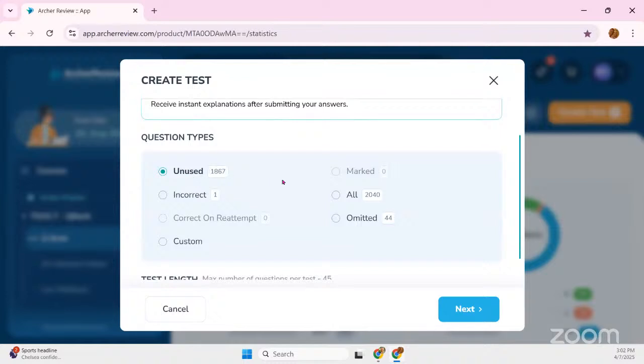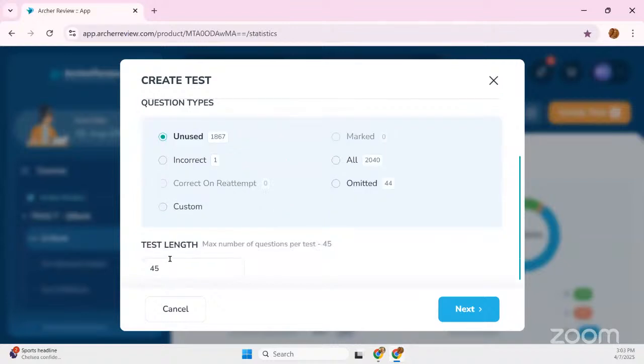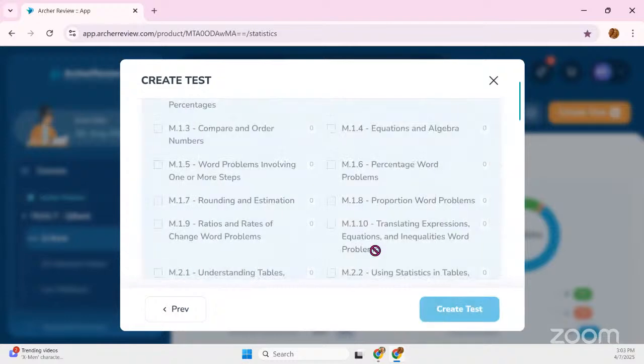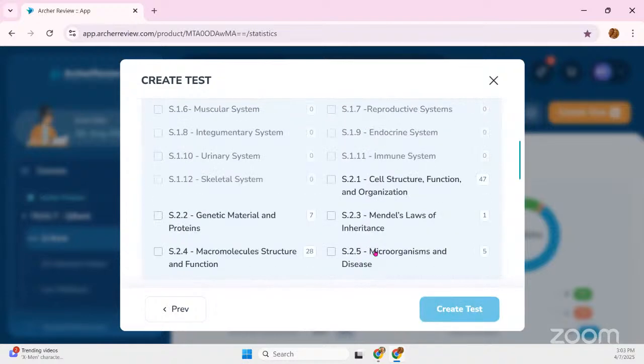I've played around with this in the past, and that's why it's showing that I only have 1,867 unused questions. I'm going to pick, let's say, 45 questions for this practice, and see how we have all of our subjects. Since we are in science right now, I'm going to pick science. And then you do have to pick your subcategories. So for example, today, what are we covering? We are covering cell structure, function, and organization. We are covering macromolecule structure and function, and we're also covering microorganisms and disease. So I'm going to pick those.